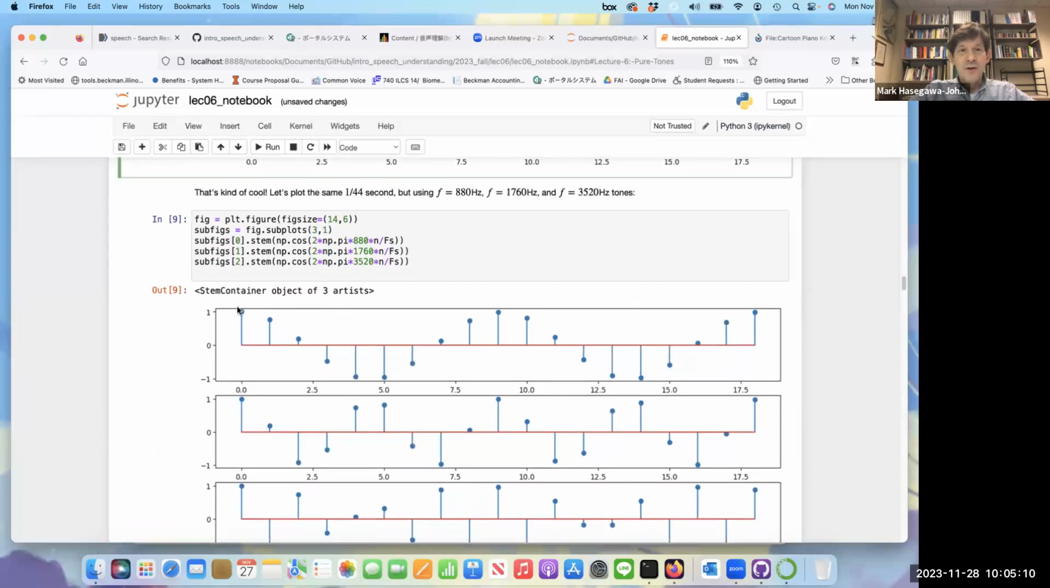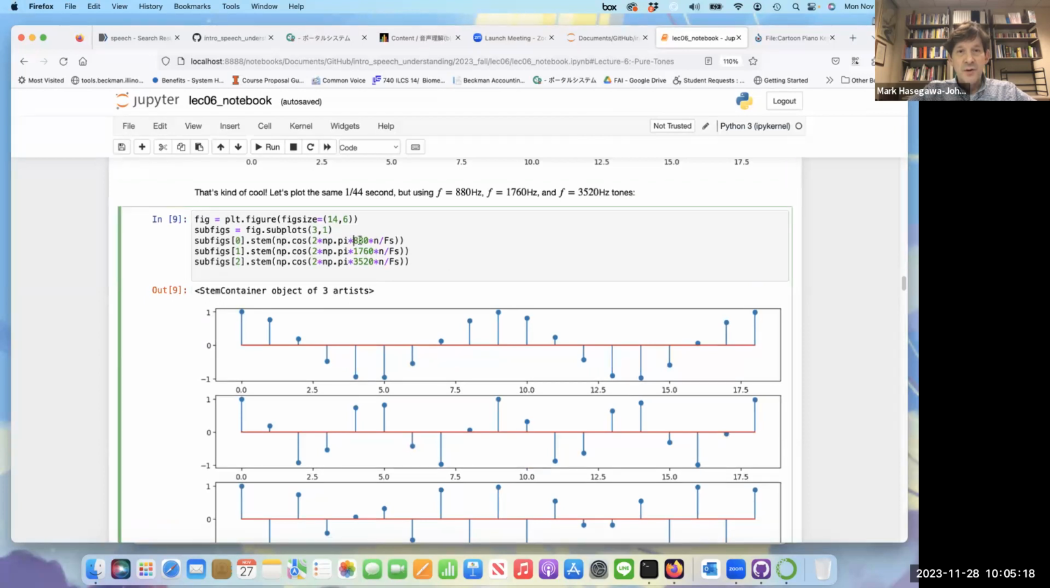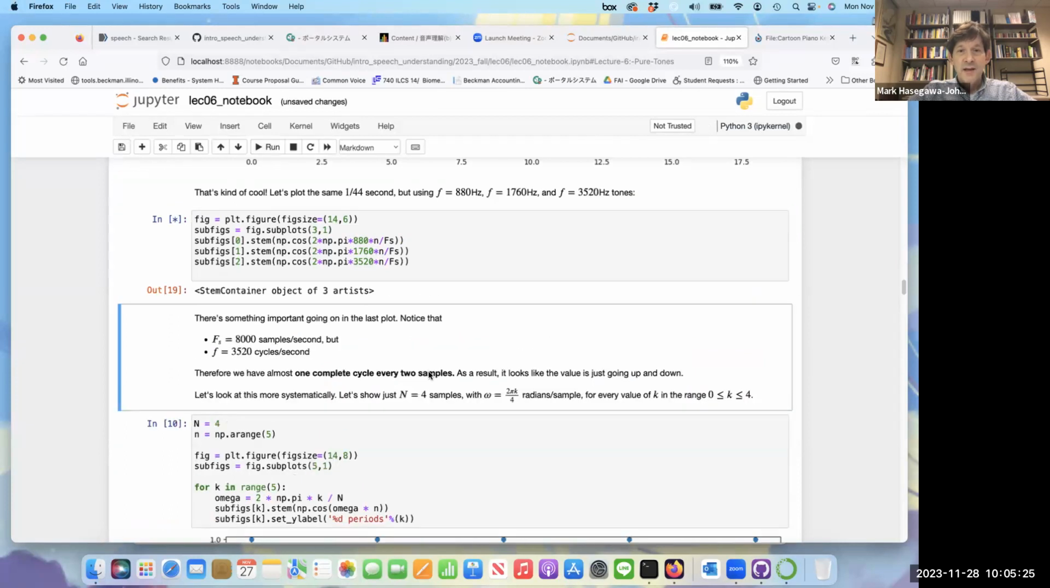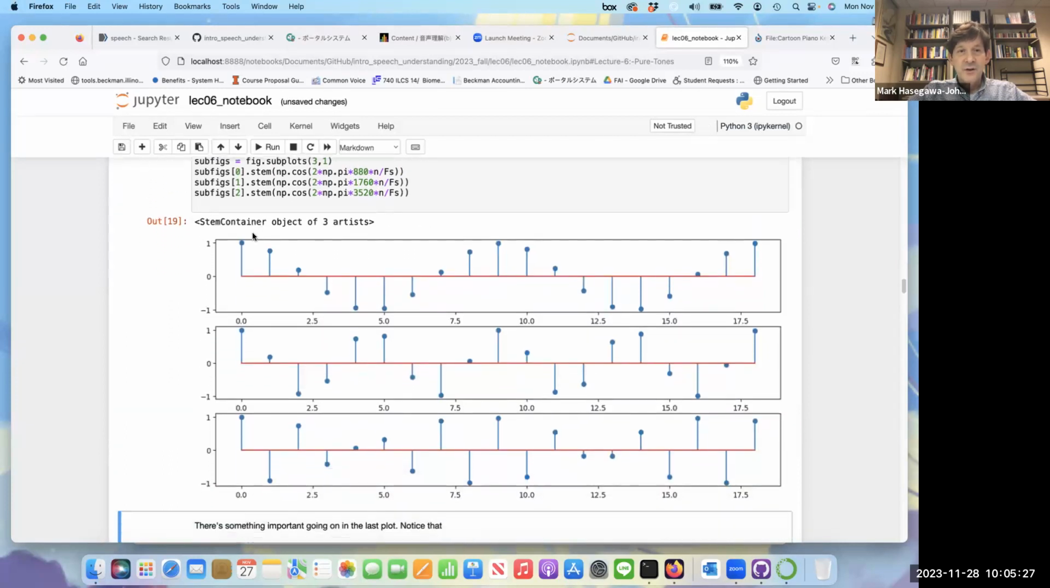So now maybe I want to plot the same tone using higher frequencies. I'll take the same number of samples, 18 samples, but I'll plot a tone at 880, a tone at 1760, a tone at 3520. And you can see that these signals are faster and faster. This one has 2 complete cycles. This one has 3 complete cycles. This one has 4 complete cycles. Let's see, 1, 2, 3, 4.